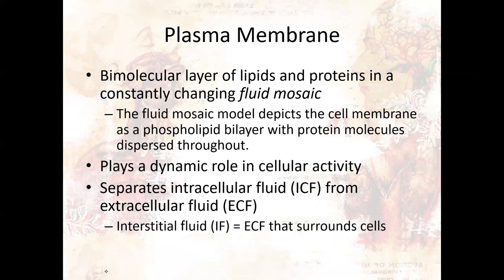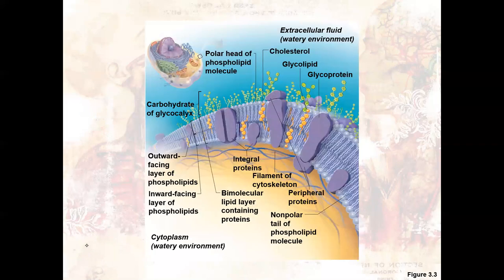Terms that we're going to be using. Intracellular fluid is on the inside. Extracellular fluid is on the outside. If we ever use the term interstitial fluid, that's still outside the cells, but it's inside the tissues. It's in between the cells. So here's our plasma membrane. We've got phospholipids and proteins and cholesterol and carbohydrates embedded in that phospholipid bilayer.